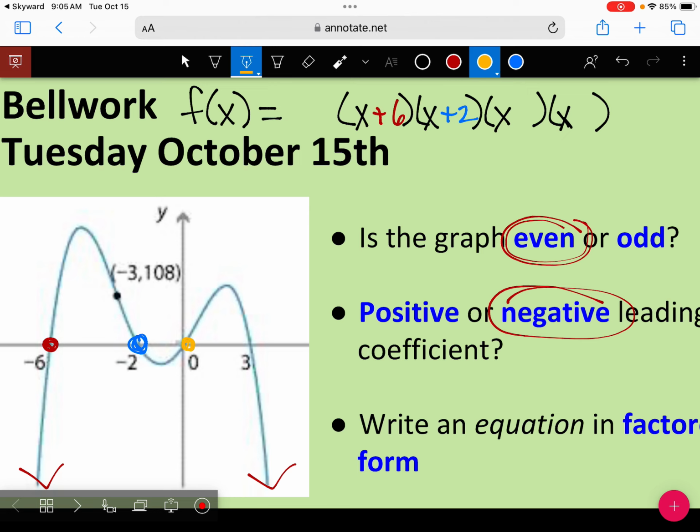The third time it crosses at 0. So this one, you can just leave that x by itself. You can put +0 or -0, but whenever it's a 0, we usually just leave x by itself. And then lastly, it crosses at +3, so I'm going to put a -3.